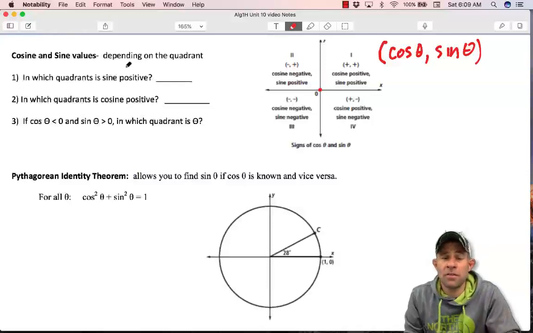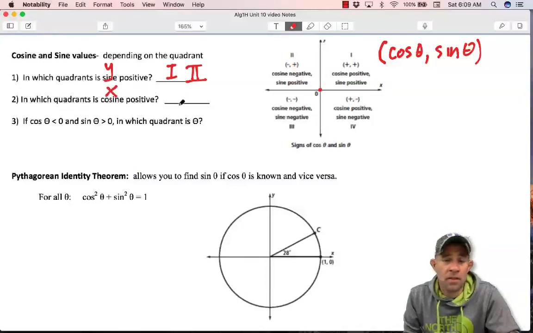All right, let's take a look at a few examples now. It says to find the cosine and sine values depending on the quadrants. In which quadrants is the sine positive? Well, keep in mind sine is my y-coordinate. Positive y's occur above the x-axis, so that's going to be quadrants 1 and 2. In which quadrants is the cosine positive? Well, again, keep in mind cosine is my x. X is positive to the right of the y-axis, so that's quadrants 1 and 4.